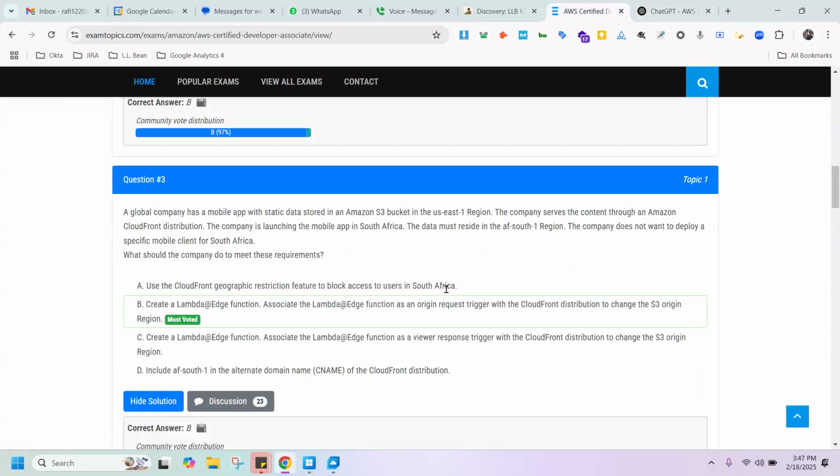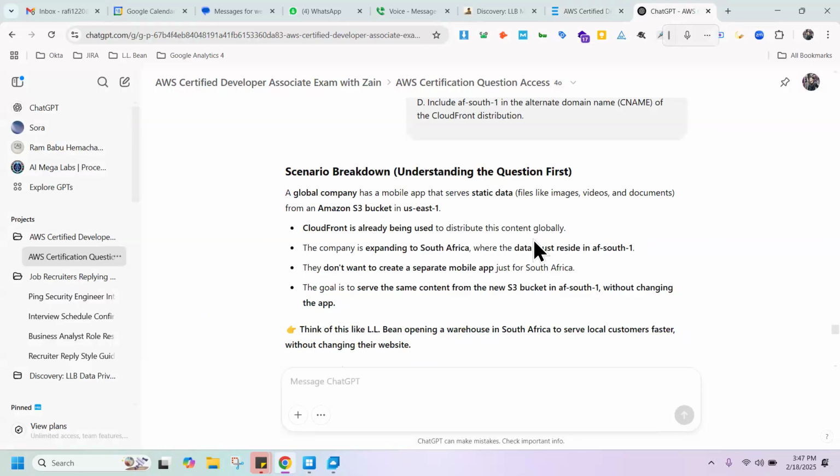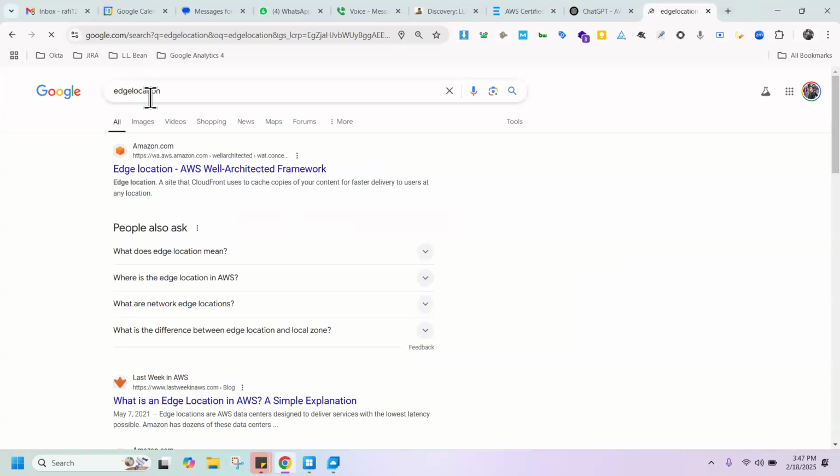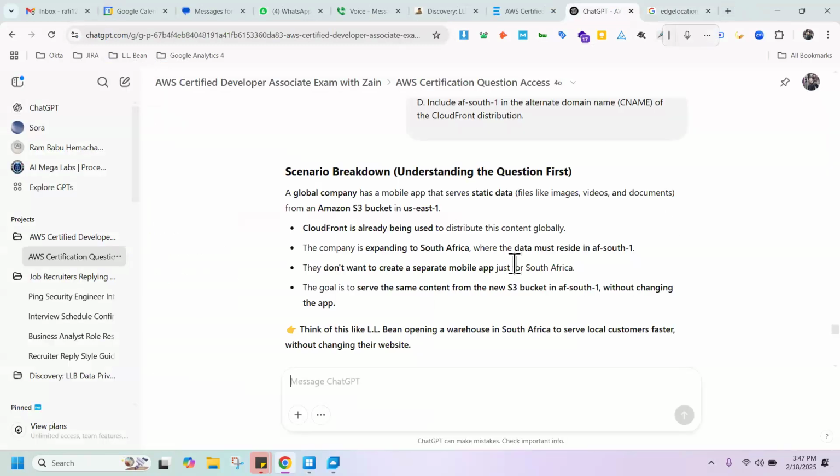Edge location. So I am trying to give you an overview of CloudFront. CloudFront is basically used for edge locations. I am telling you the concept of CloudFront. What is the edge location? Okay, let me tell you.